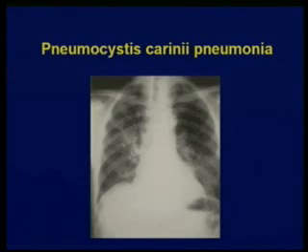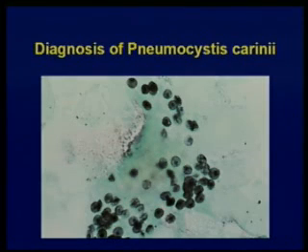Here's what it looks like, a diffuse interstitial pattern. You notice here, it's very smoky looking. Here's the organism from a bronchoalveolar lavage, a BAL. And here's the cystic appearance, clear area around the organism. It's usually described as looking like a foamy exudate on pathology.